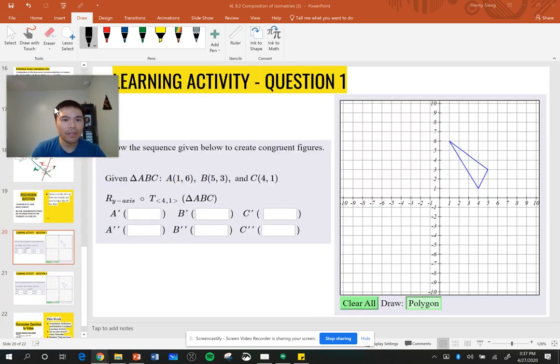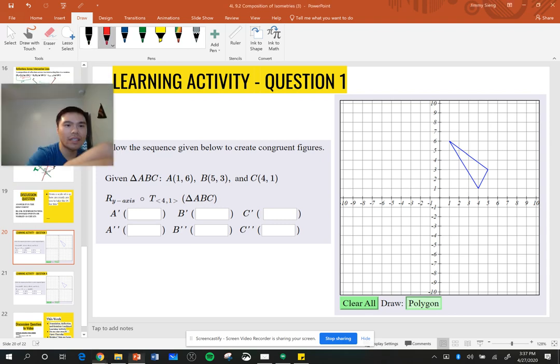So right over here, I'm trying to follow this sequence and figure out where it's going to land. So the first thing I have to do is, again, it looks like we have a reflection and a translation. The first thing I want to do is the translation. So I'm basically translating the points (4, 1). Remember, this is going plus your x and plus your y. So then what's going on is I add 4 to the x values for each one of those points, and then add 1 to the y values. So it looks like I have (5, 7), (9, 4), (8, 2).